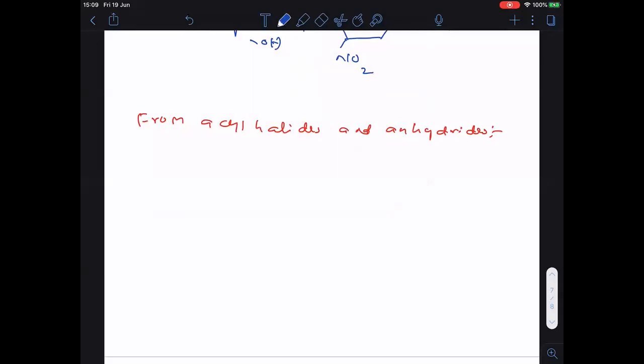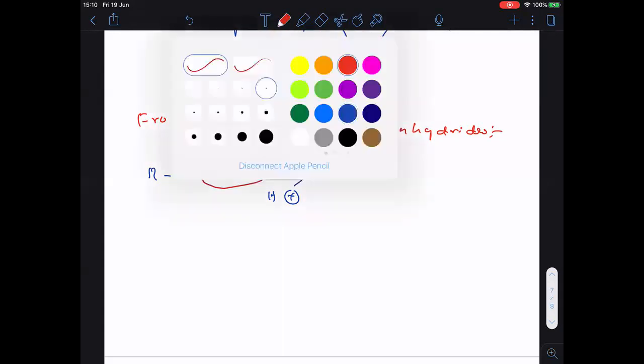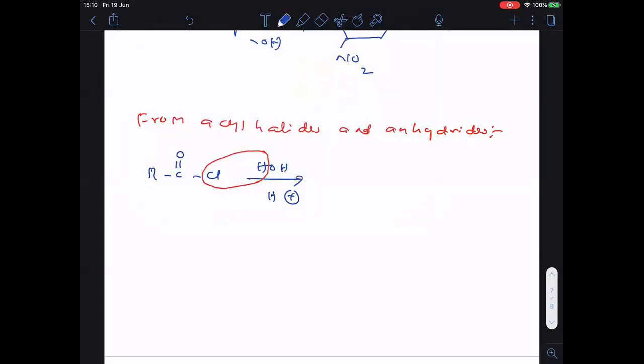Let me take one acyl halide, RCOCl. When this acyl halide undergoes hydrolysis in acidic medium, HCl will be departed out. Then what is the compound leftover here? RCOOH plus HCl. RCOOH is a carboxylic acid.